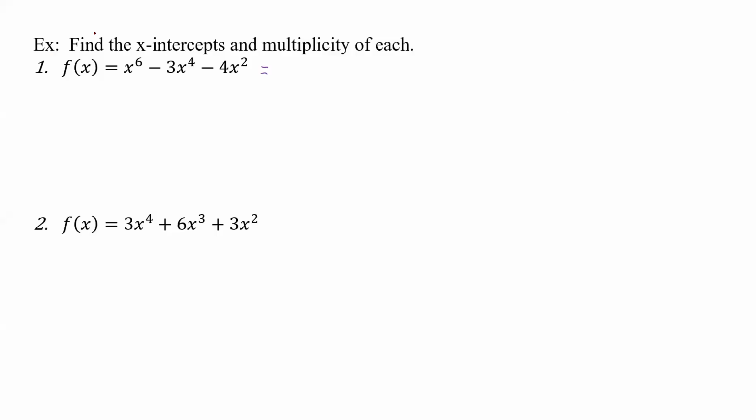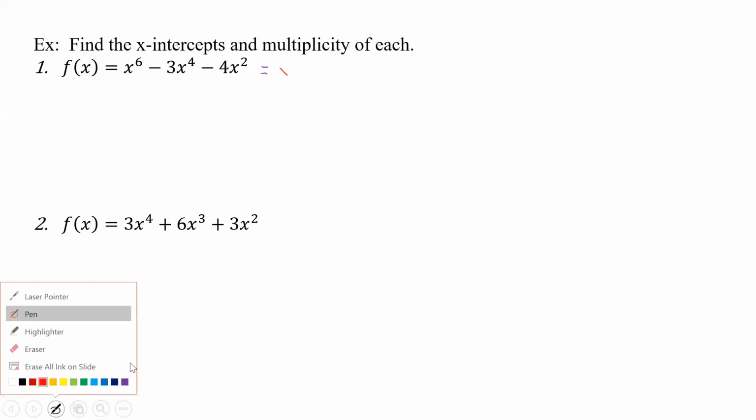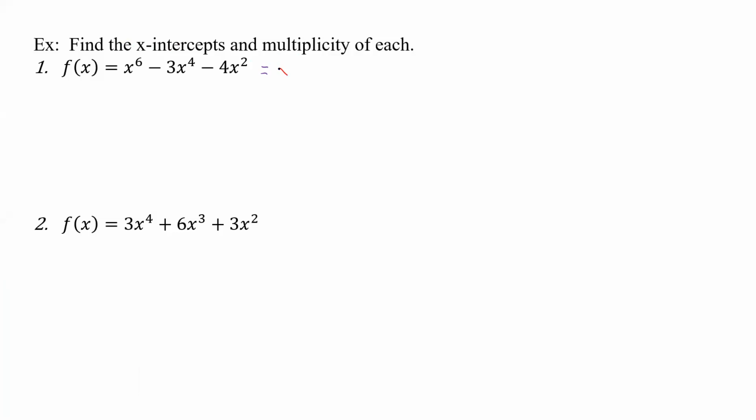All right, so what we need to do here is find the x-intercepts and multiplicity of each. So the first thing we'll need to do is factor. So it looks like I can factor out an x squared. So we'll have x squared times, and if we do that, that's x to the fourth minus 3x squared minus 4. Now we can factor this, I think.